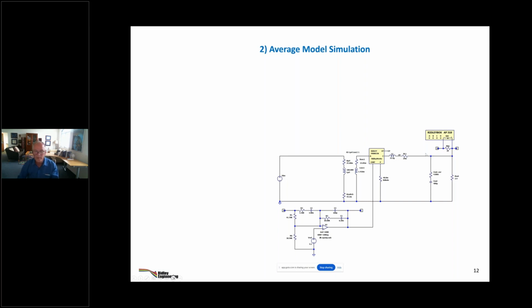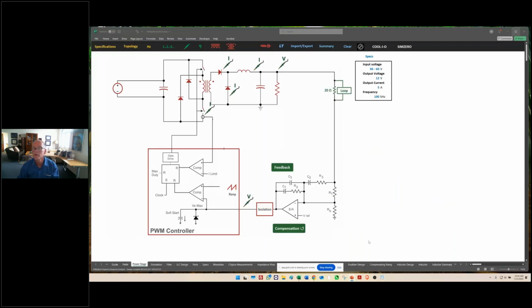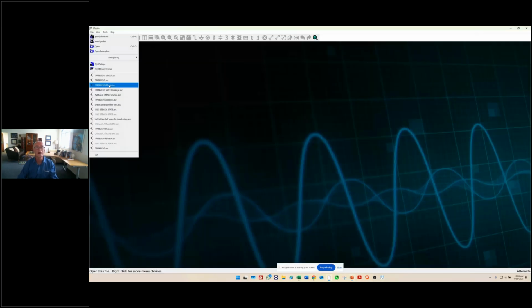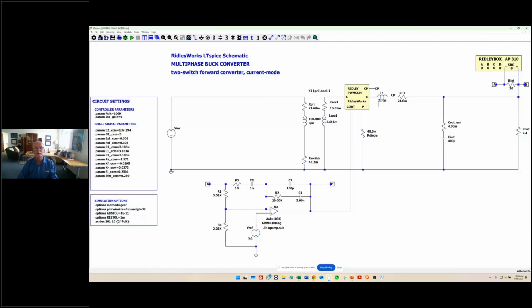So now the advantage to going to that, let's go into LT Spice, which is what we're going to use now. We say, okay, give me my small signal model. Here it is. Here's the 22 microhenries, the 400 microfarads, and you say, okay, I want to see the transfer function on this. So you click run, and it's done. So the beauty of small signal: very, very fast.